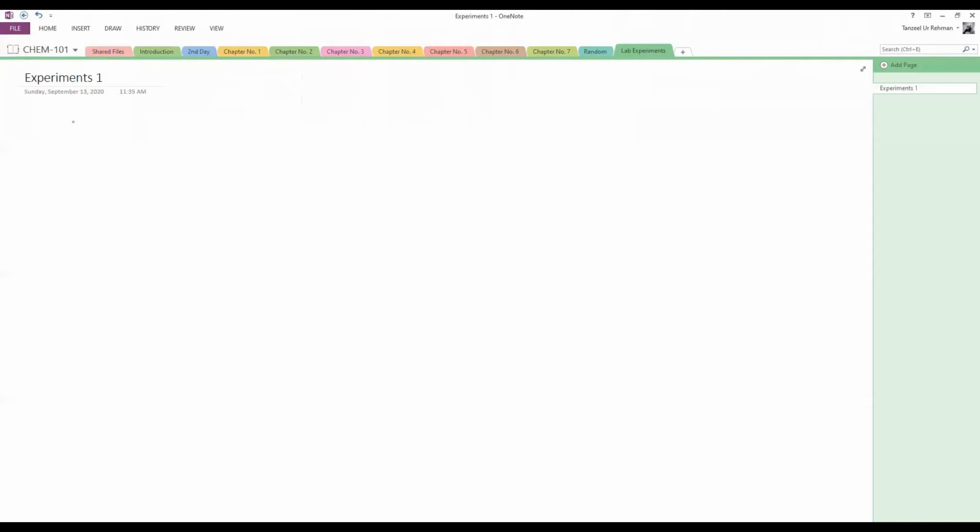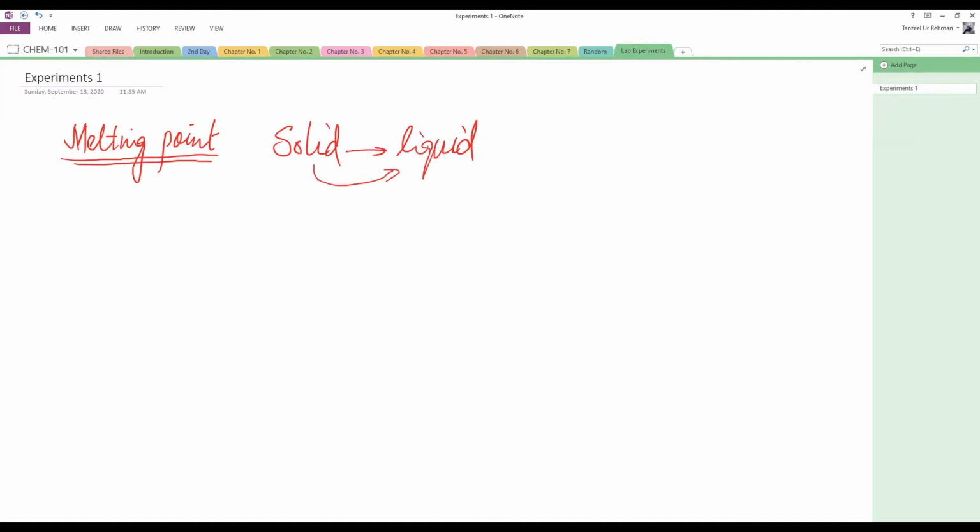Okay, students, so we shall discuss melting point, our first experiment: determination of melting point of an organic compound. What is melting point? The process in which a solid changes to liquid is known as melting, and the temperature at which a solid changes to liquid is known as the melting point.